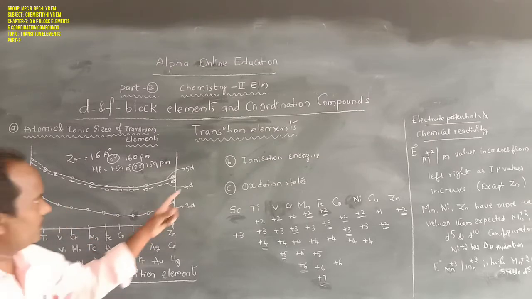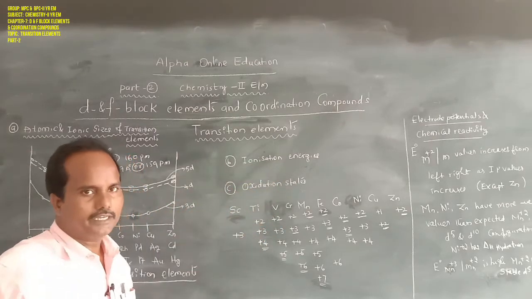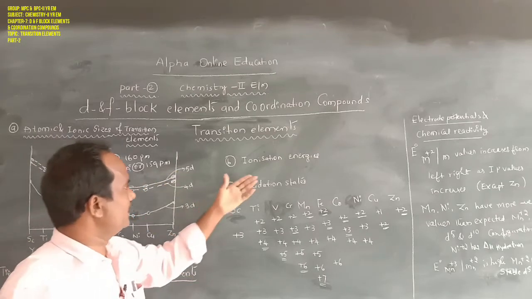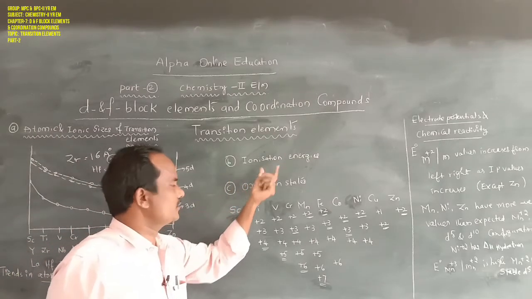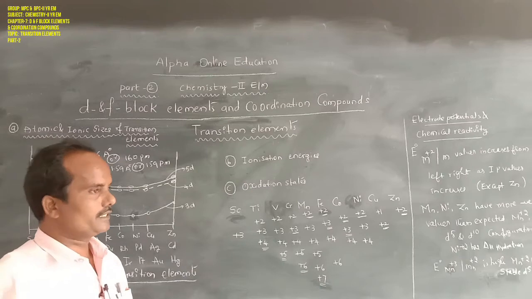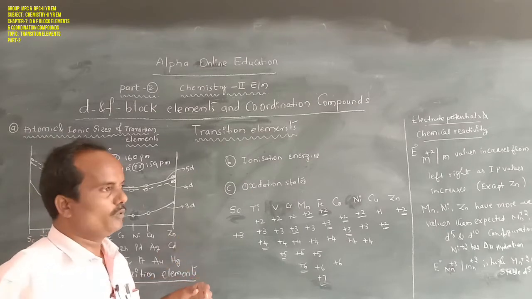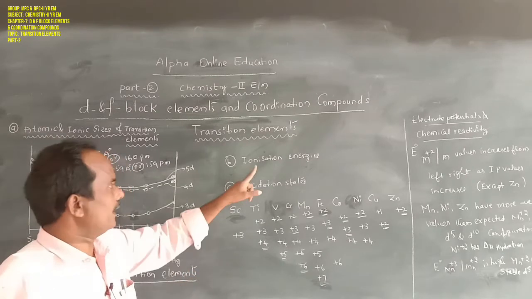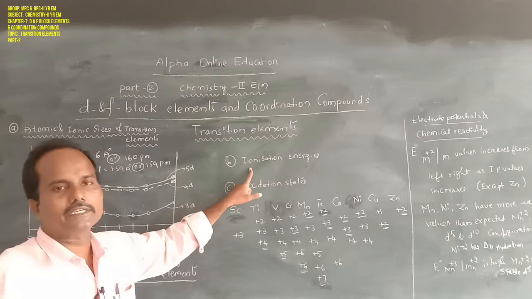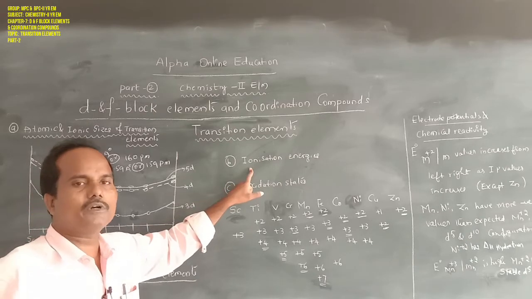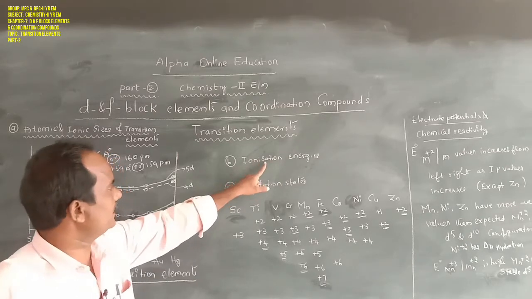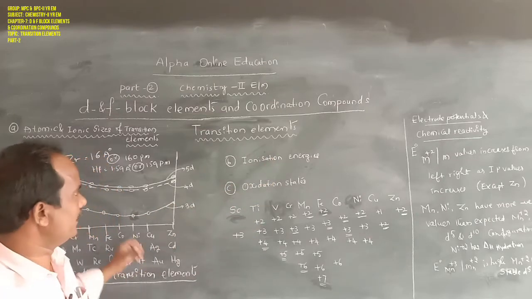Okay, then the next one is ionization energies. What is meant by ionization energy? Ionization energy means: in order to remove an electron from an atom which is in the gaseous state, how much energy is required. That energy is called ionization energy.